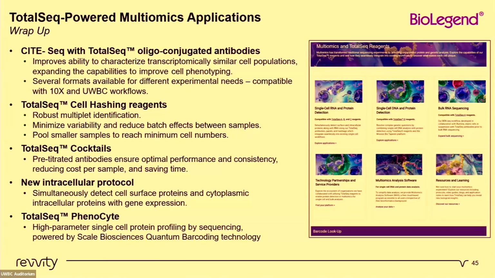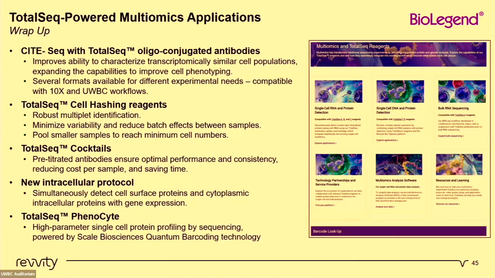Okay, so just to wrap up here, our TotalSeq portfolio enables doing CITE-seq with oligo-conjugated antibodies, allowing you to characterize different transcriptomically similar cell populations and expanding those capabilities, improving cell phenotyping. We have lots of different formats compatible with the workflows here and different manufacturers' kits. Our cell hashing reagents allow you to identify multiplets and remove them, minimize variability and reduce batch effect if you're pooling samples. And then you can also pool smaller samples to reach your minimum cell number.